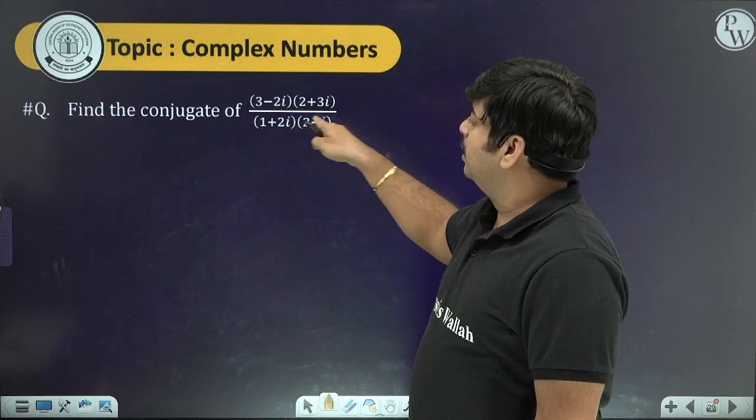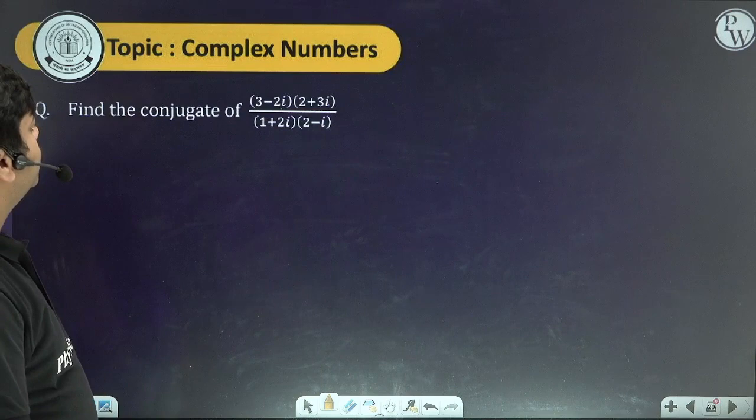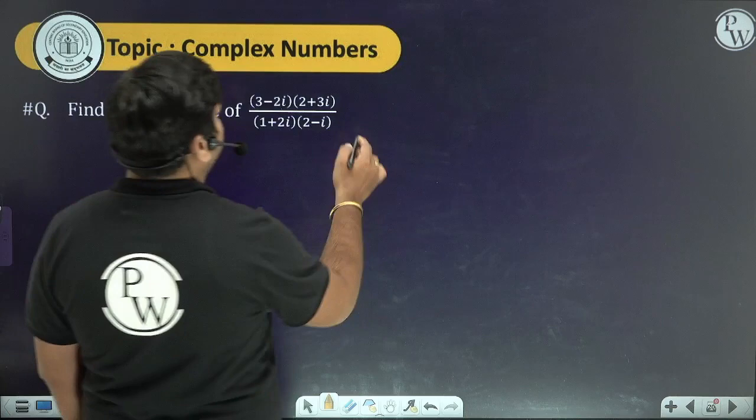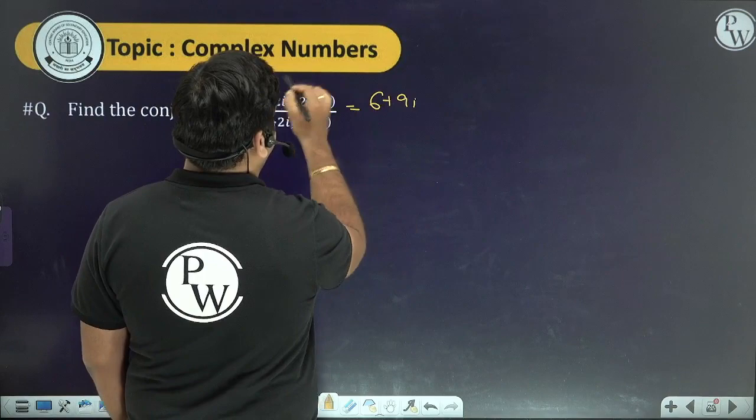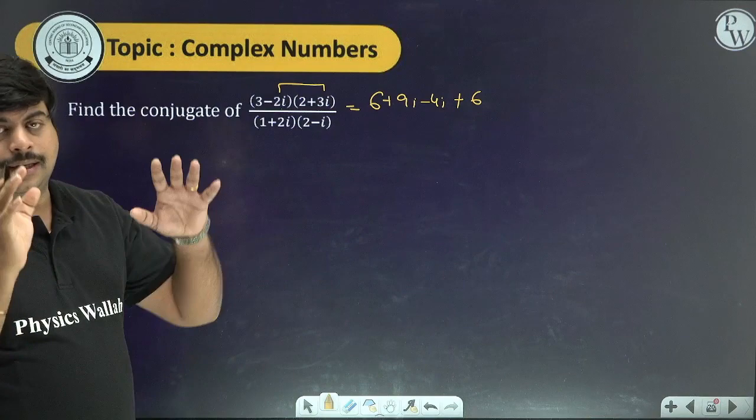Okay, so I prefer to eliminate the i terms in the denominator. So let's expand first of all. So 3 times 2 is 6 plus 9i minus 4i minus 2 into 3i is minus 6i square. i square is again minus 1. Okay, people, I deleted a few steps. I hope you're following along with me.